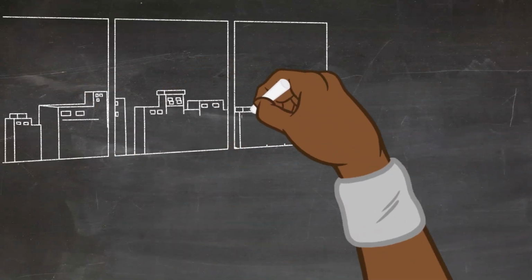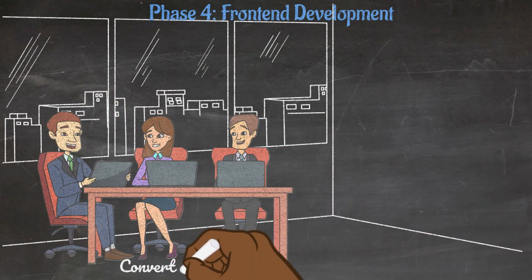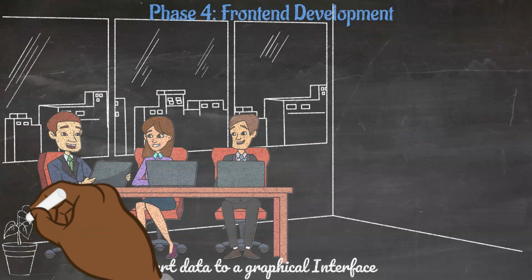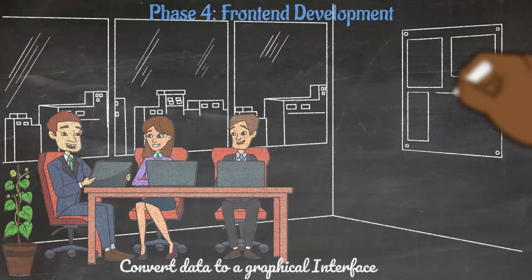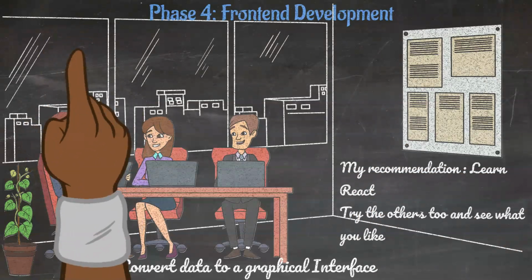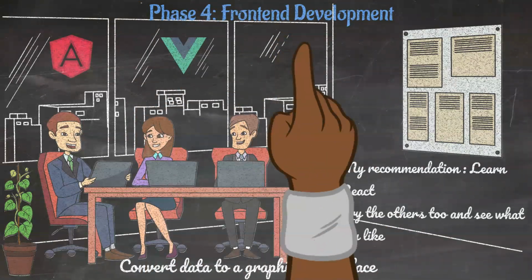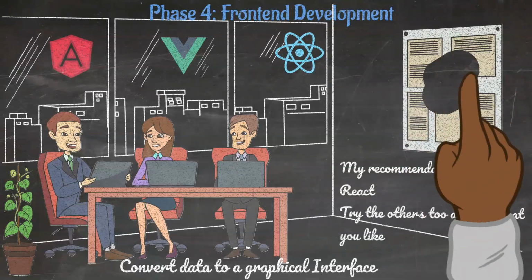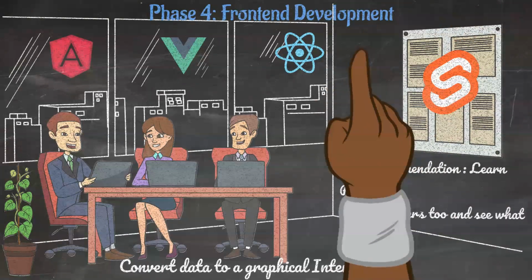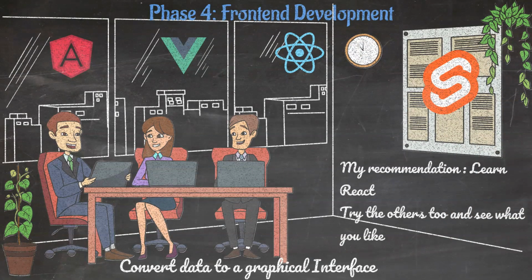Phase 4. Frontend Development. Frontend development is the practice of converting data to a graphical interface through the use of HTML, CSS and JavaScript, so that users can view and interact with that data. Frontend development can be done with vanilla JavaScript, but I would highly recommend learning a frontend framework. There are basically 4 major frontend frameworks, that is Angular, Vue.js, React, which is practically a JavaScript library, and Svelte. I would personally recommend learning React.js as it is widely used and really popular right now. You are however free to try out a simple application or read the documentation for the other frontend frameworks and pick the one that resonates better with you.